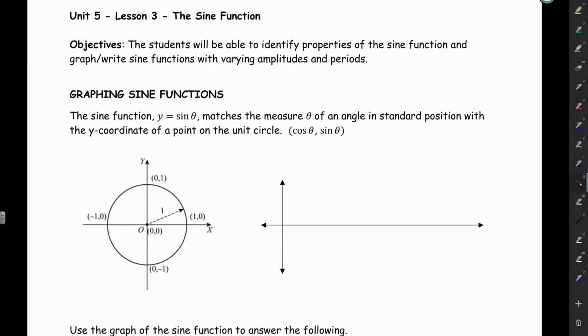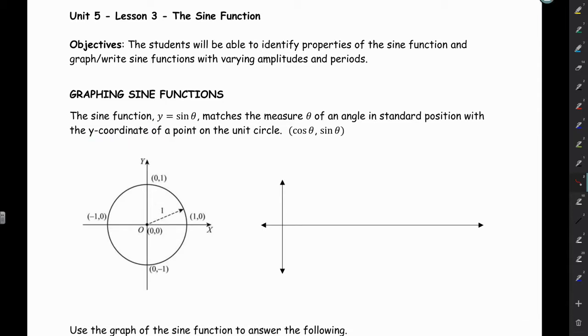Hi everyone, in lesson 3 we're going to be looking at graphing and writing the sine function. The sine function y equals the sine of theta matches the measure theta of an angle in standard position with the y coordinate of a point on the unit circle.